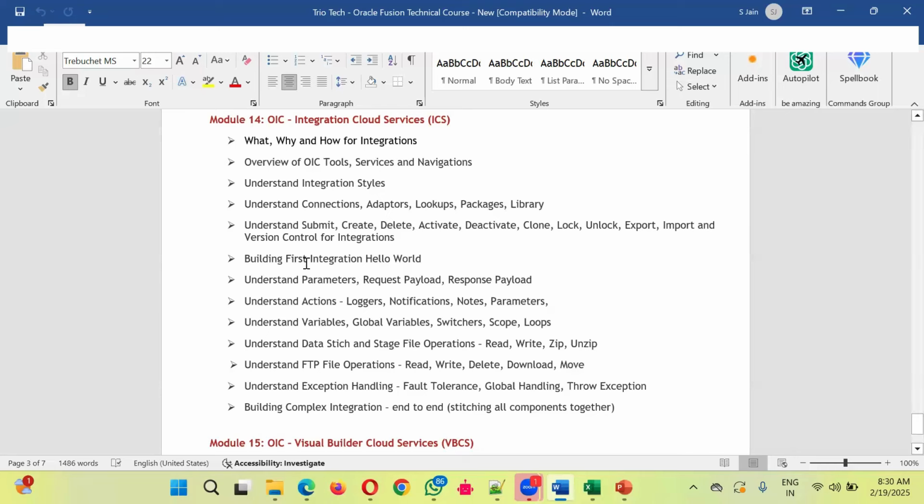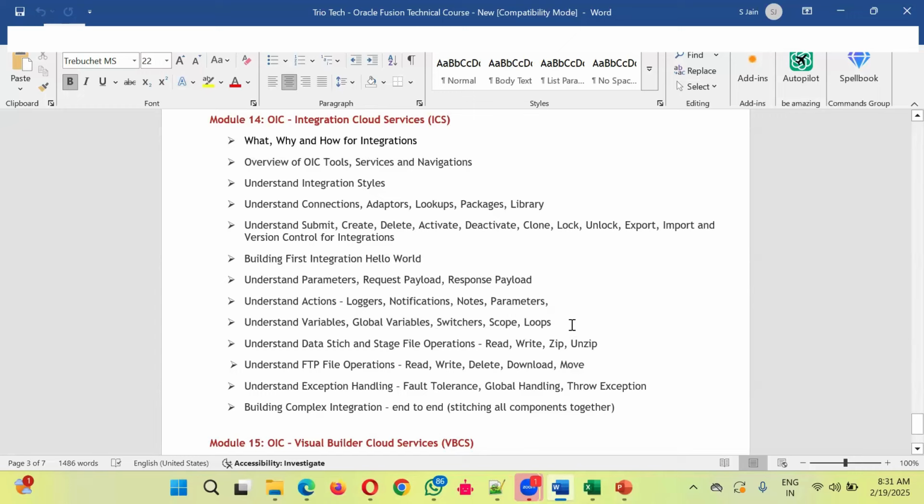Then we will be learning how to define parameters, request payload, response payload, logger, how to send the notification to email, how to define parameters, different sort of components like loop, scope, parallel activity, switch, variable, which are local variable, global variable. So while learning any technology, the base is getting ready. Once you know all these things, for each of these things, we will be practically demonstrating a tutorial.